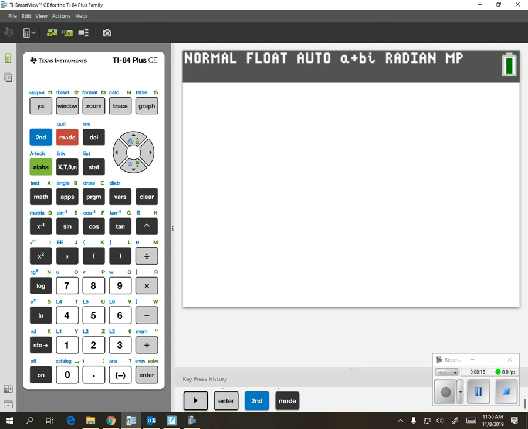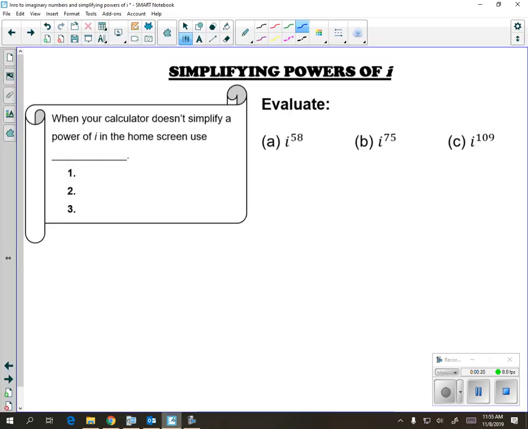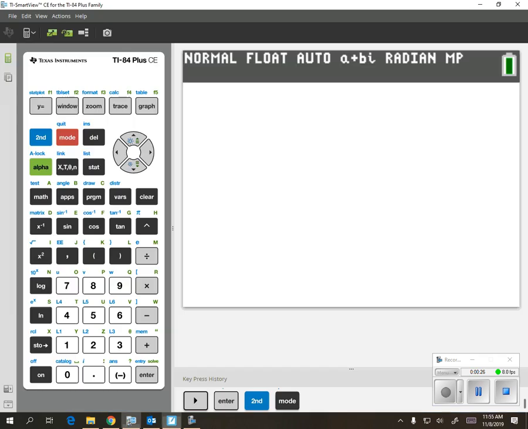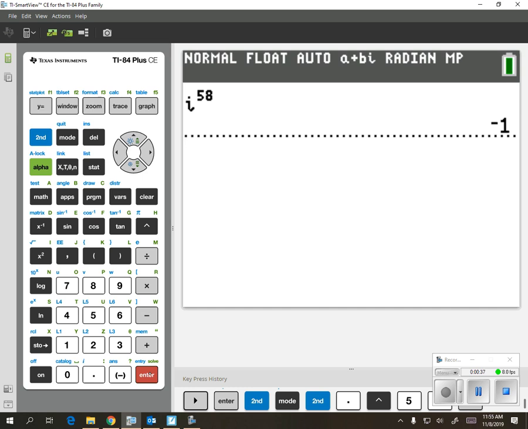Now let's talk about actually simplifying those powers. If you want to simplify I to the 58th power, if you go to your calculator, there is an I button on the bottom where the decimal is. It's in little blue. It says I. So you're going to hit second decimal to the 58th power, hit enter, and it reduces to -1.